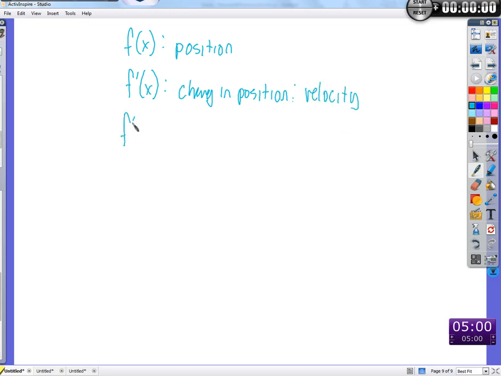Let's take the derivative of that. The second derivative of position is the change of the change, the change of velocity. What's the change of velocity? Acceleration. We're getting there. Now, the change of acceleration. The third derivative is the change of the change of position, or the change of acceleration. It's called jerk.